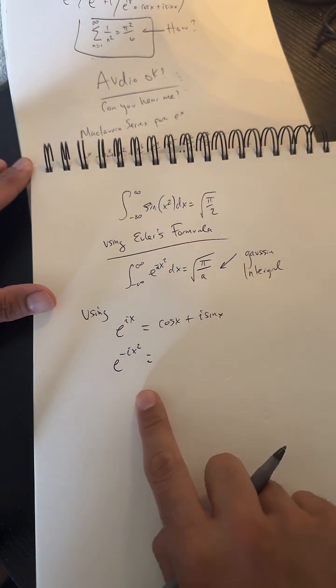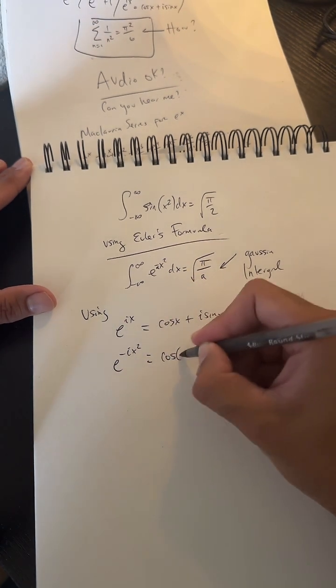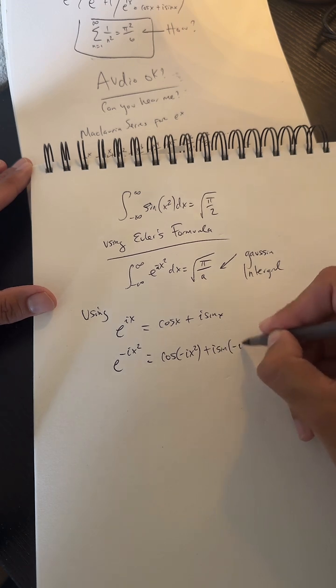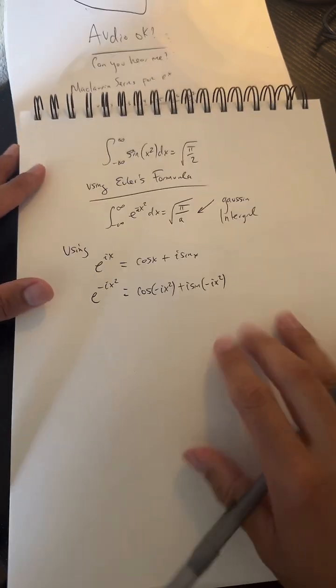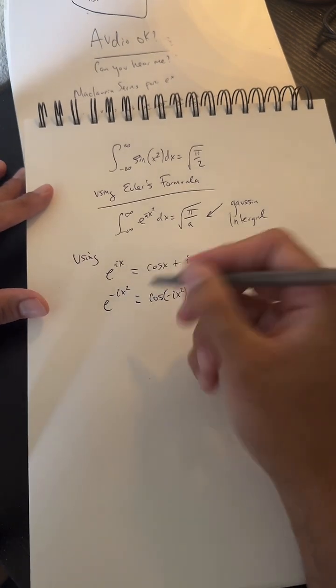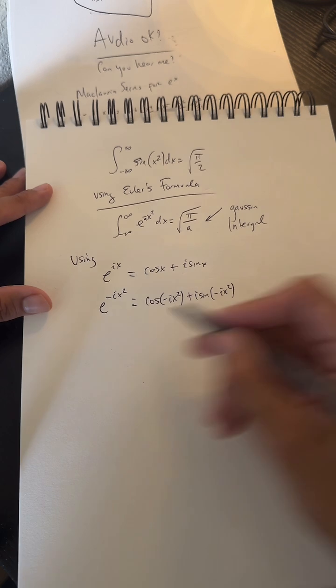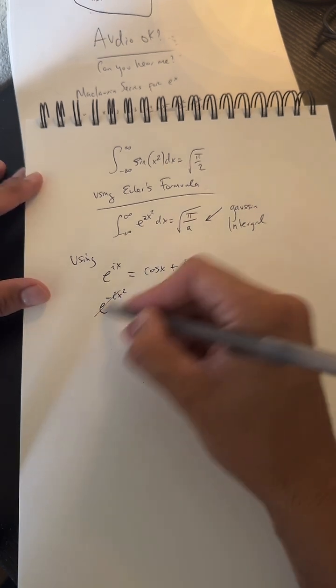We're just going to change the input values. So this is cosine of negative x squared plus i sine of negative x squared. Now, you'll notice that... why am I... oh, this is so wrong, because why are there i's? I knew something was wrong.